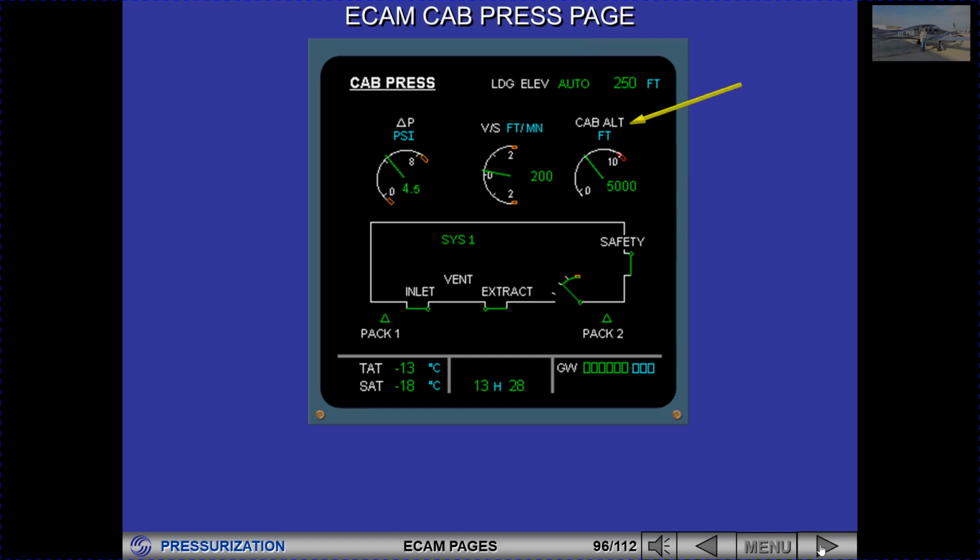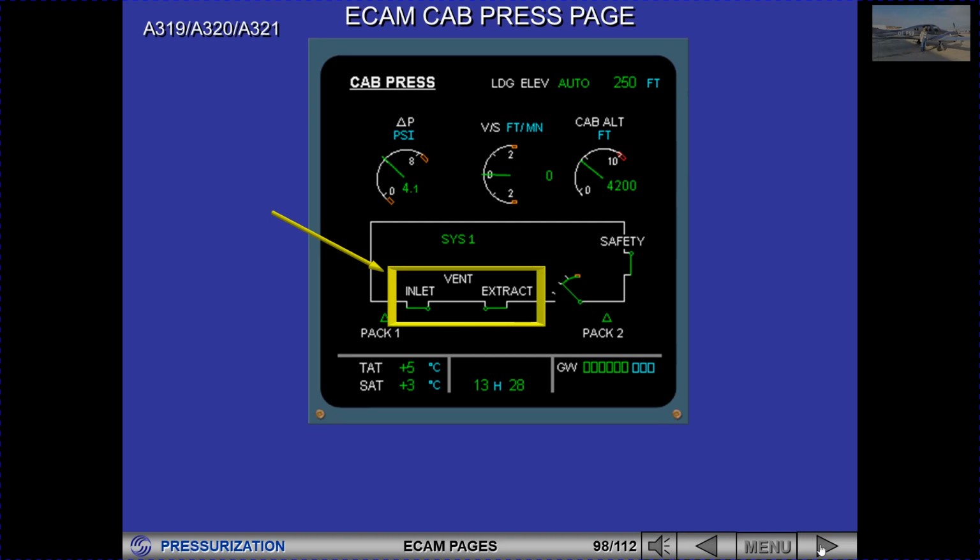The cabin altitude is also shown. The landing elevation, auto or manual mode, is also shown with the altitude of the destination airport. The vent, inlet and extract indications are associated with the avionics ventilation system.